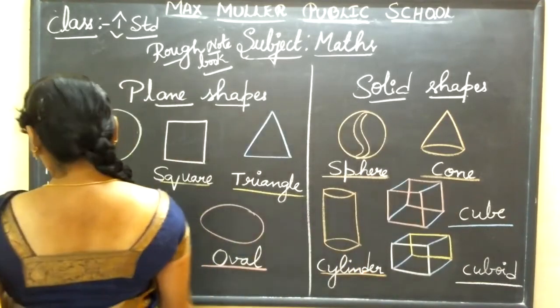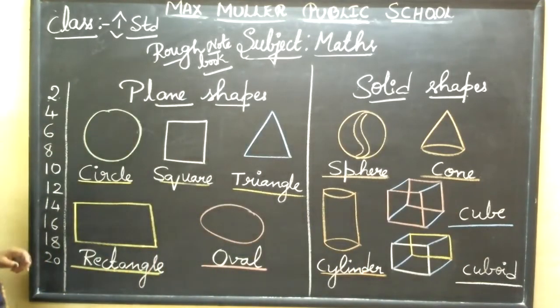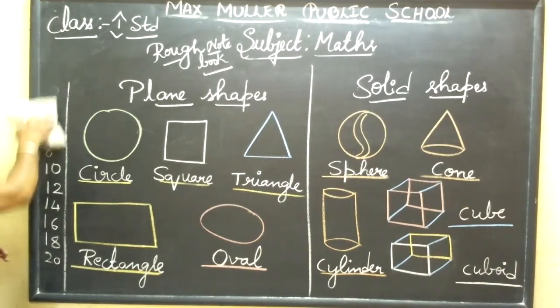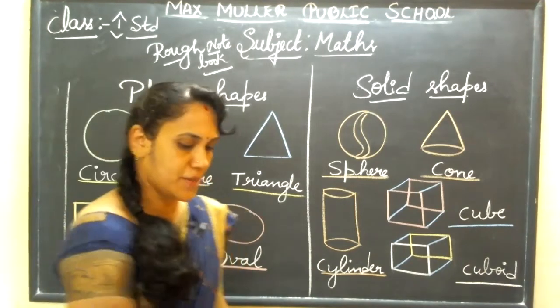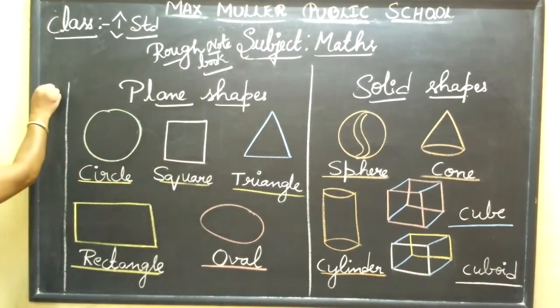Okay. Tables also you should keep on practicing regularly. Okay, children. Next say 3 ones are 3.